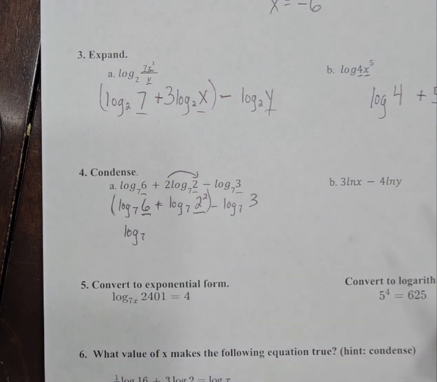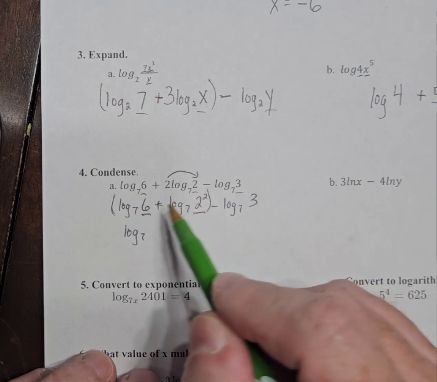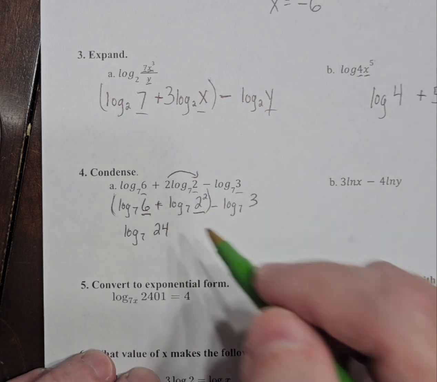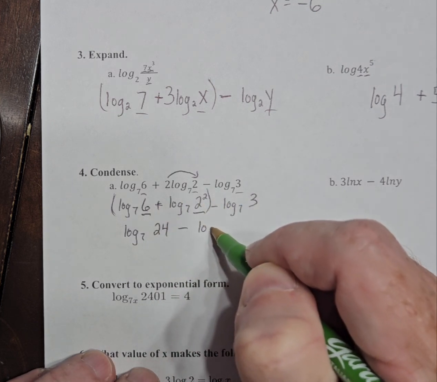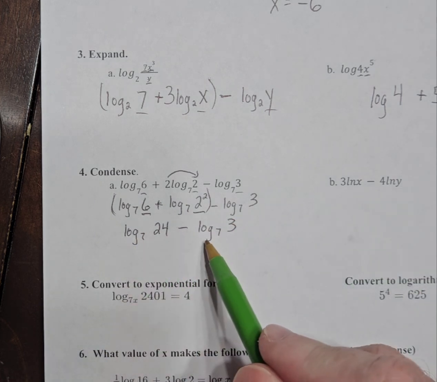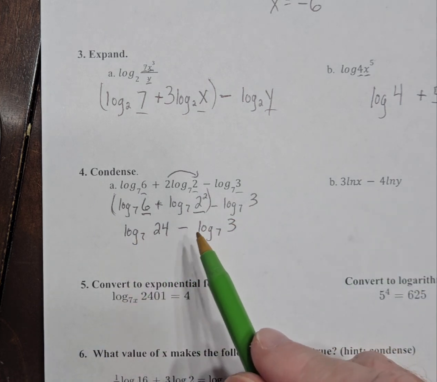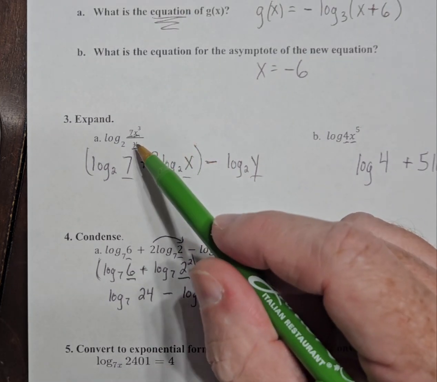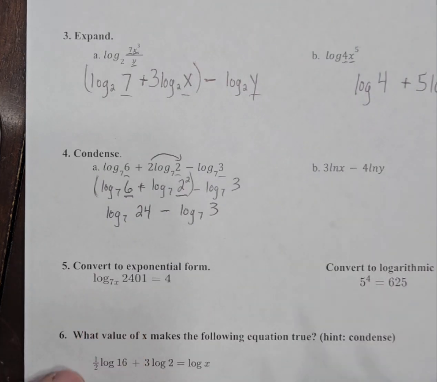in Desmos or a calculator, so 2 squared is 4. 6 times 4 is 24. Then we have this minus log base 7 of 3. Okay, now I have two logs I need to condense down to 1. I have subtraction, so just like up here, subtraction is a fraction, subtracting is dividing.